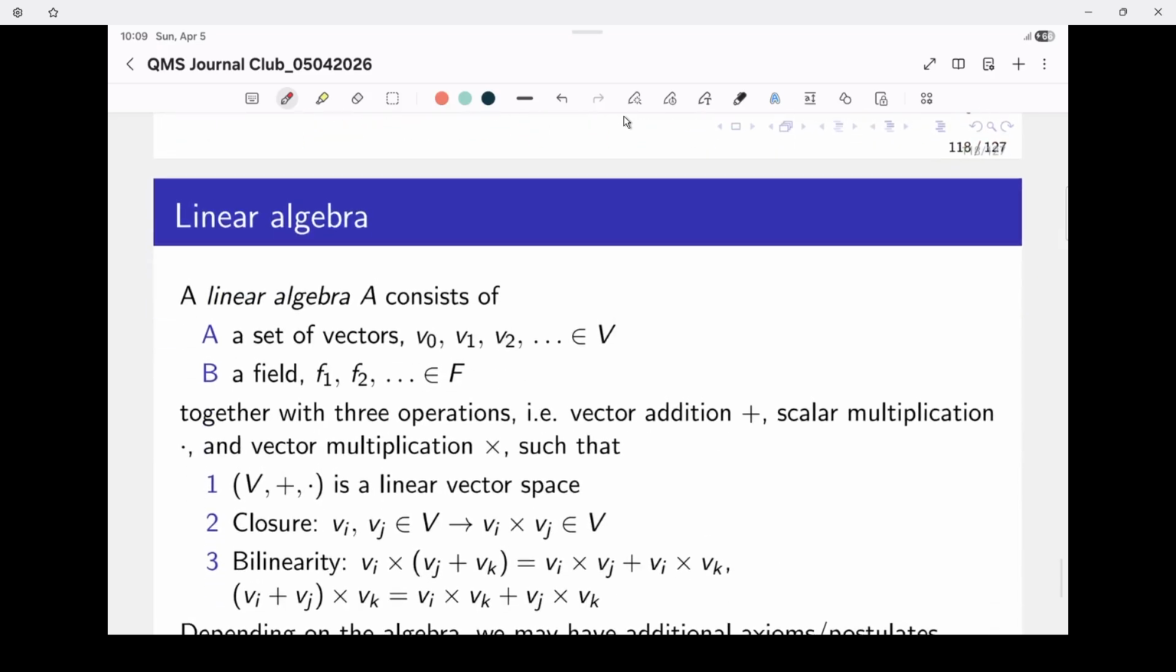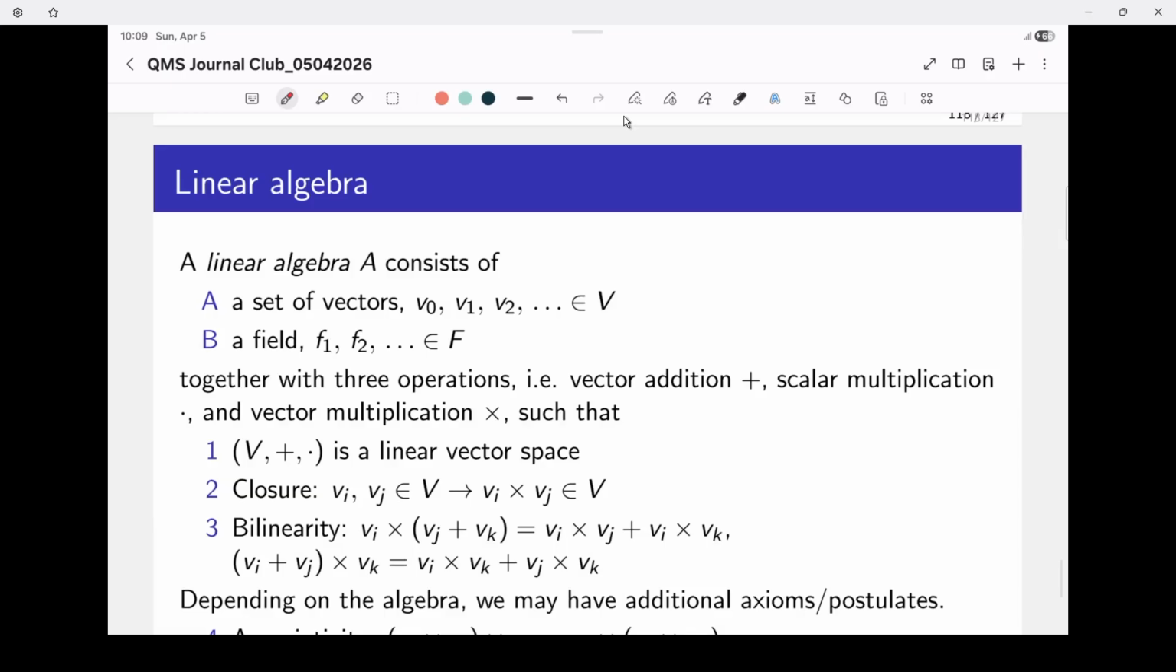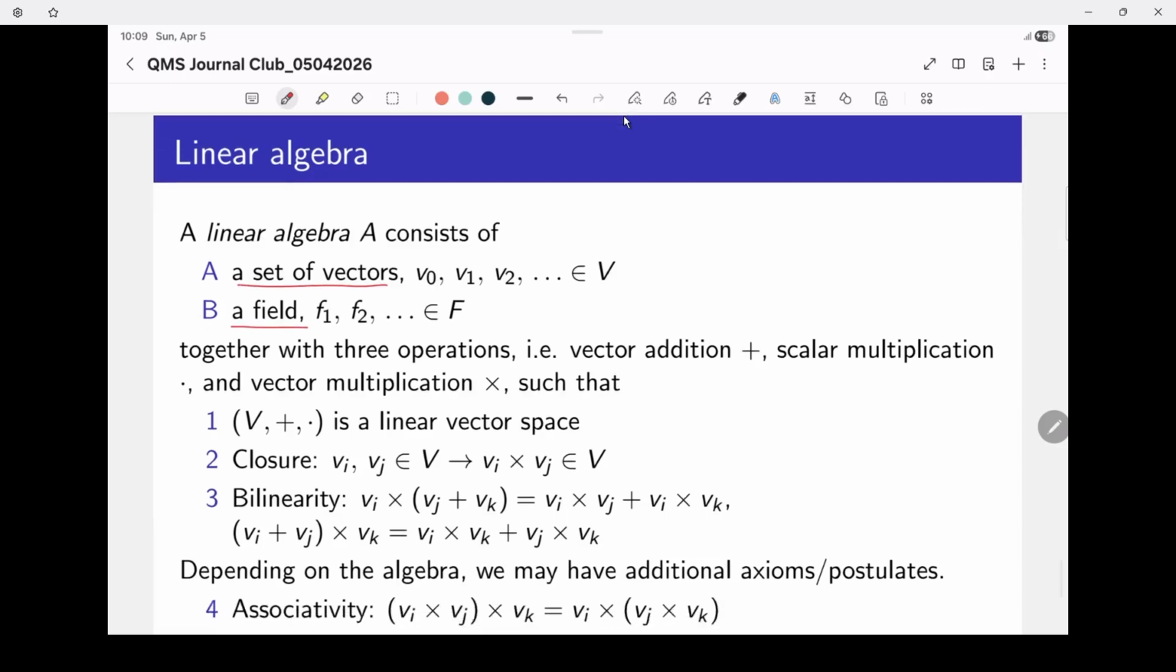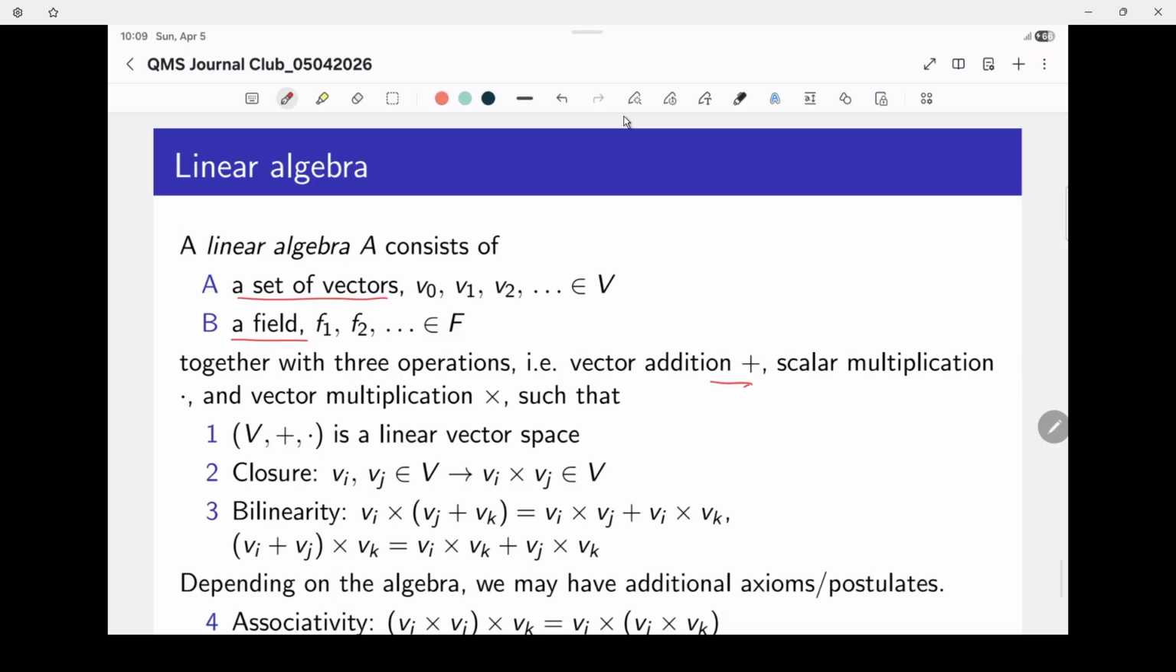So next, what is linear algebra? You can call this linear algebra, you can just call this algebra. So a linear algebra, basically you have, again, two things. You have to define your field, and then you have a set of vectors. So now you have three operations. You have your vector addition, scalar multiplication, and your vector multiplication.